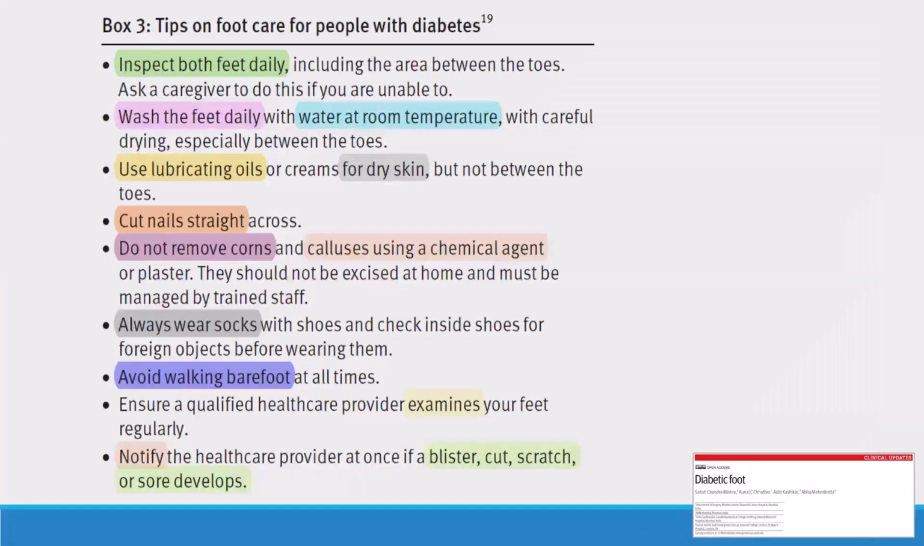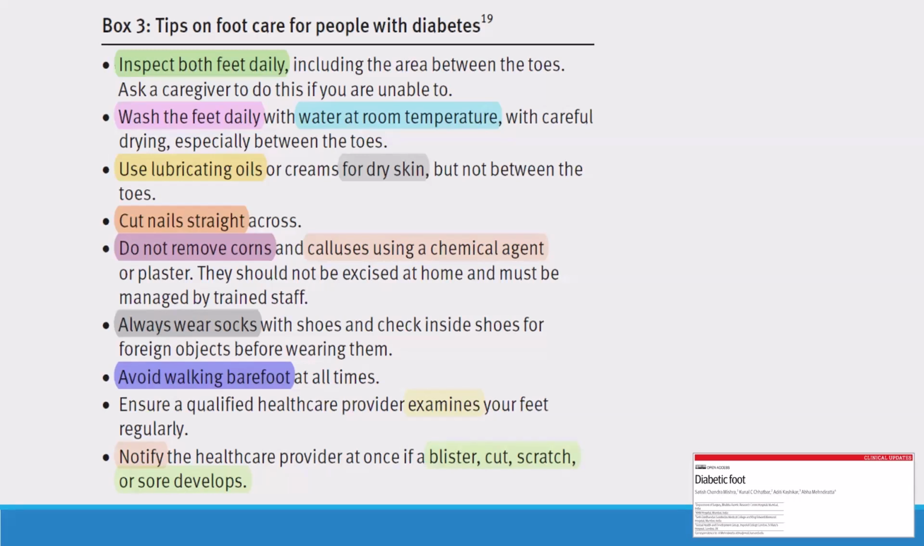And don't forget these tips on foot care for people with diabetes mellitus. We should inspect both feet daily. We should wash the feet daily with water at room temperature. We should use lubricating oil or cream for dry skin. We should cut nails straight across. Don't remove corns and calluses using a chemical agent. Always wear socks. Avoid walking barefoot.